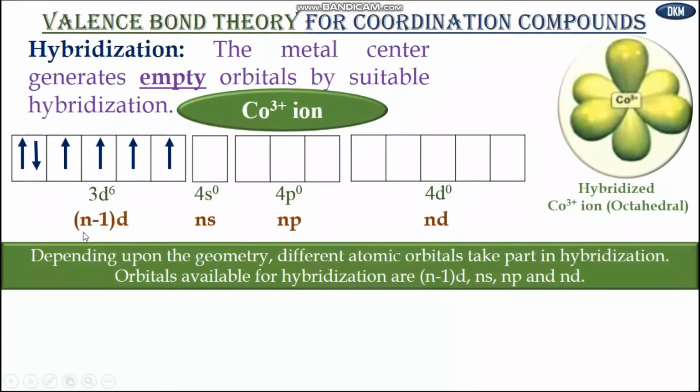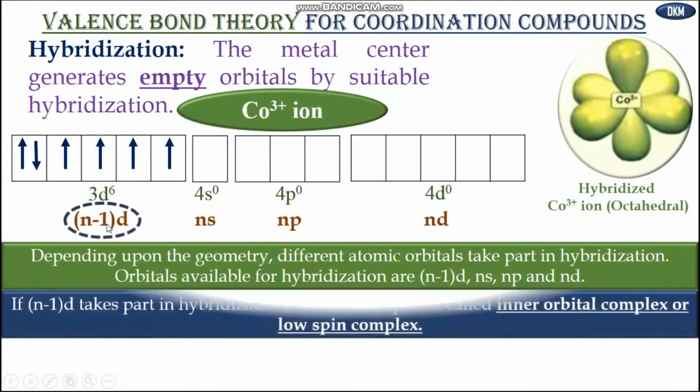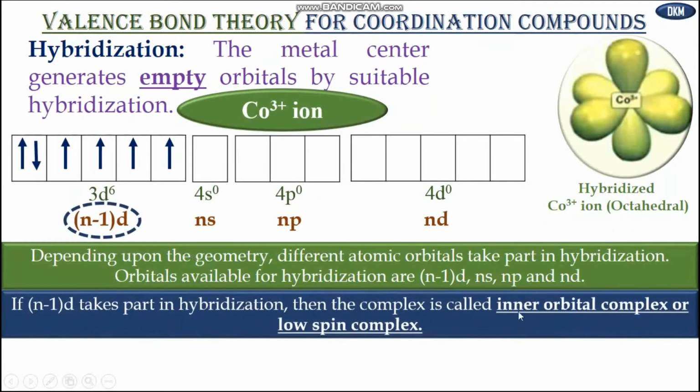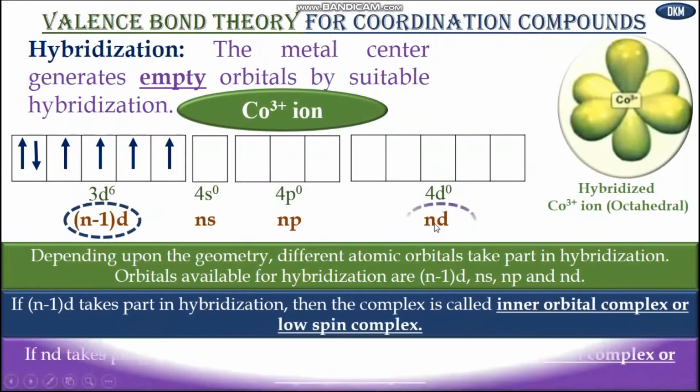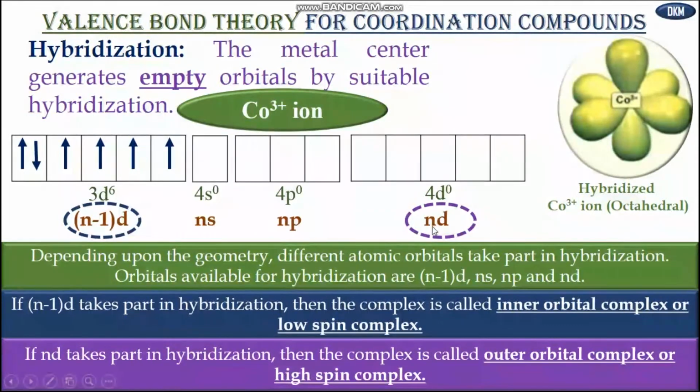These hybridized orbitals are completely directional in nature. If the inner d subshell, that is the (n-1)d subshell, takes part in hybridization, then the complex is called an inner orbital complex or low spin complex. And if the outer d subshell, that is the nd subshell, takes part in hybridization, then the complex is called an outer orbital complex or high spin complex.